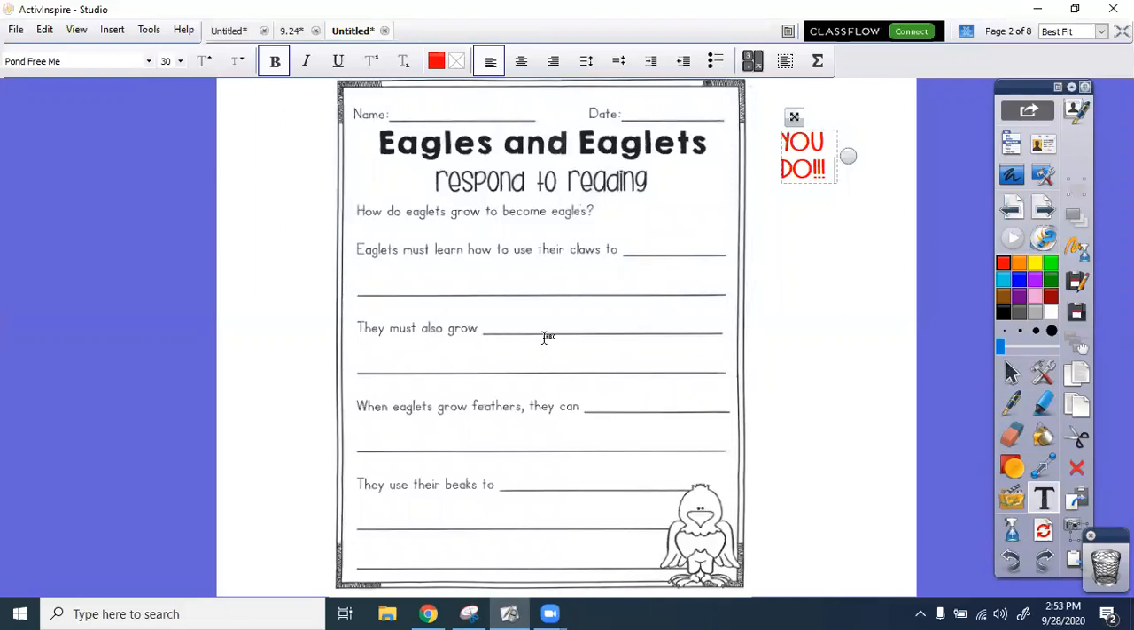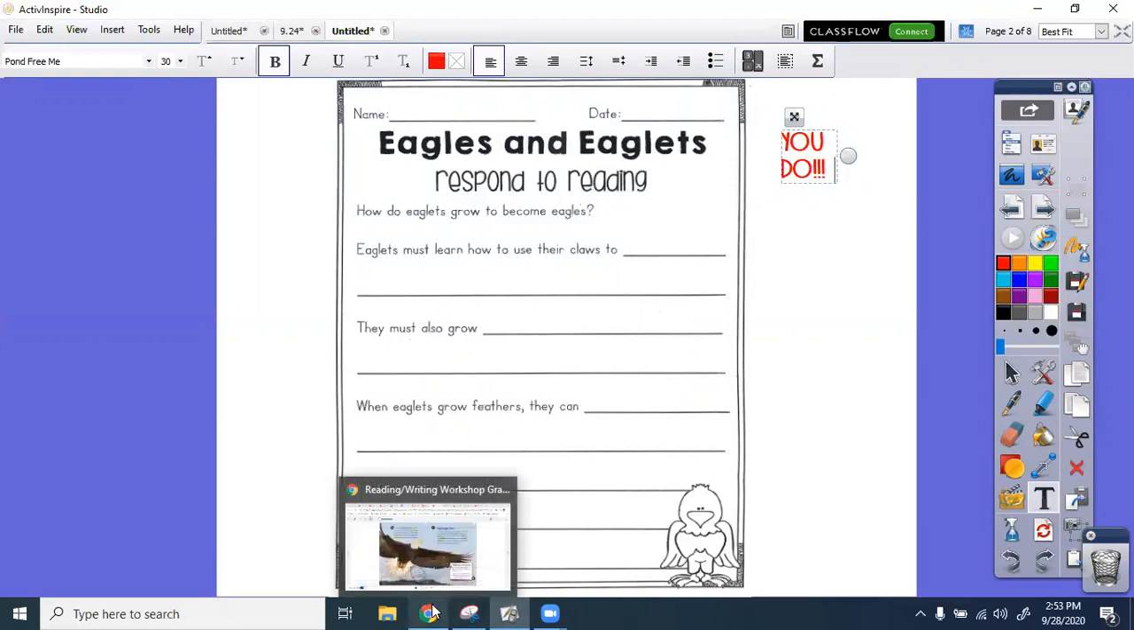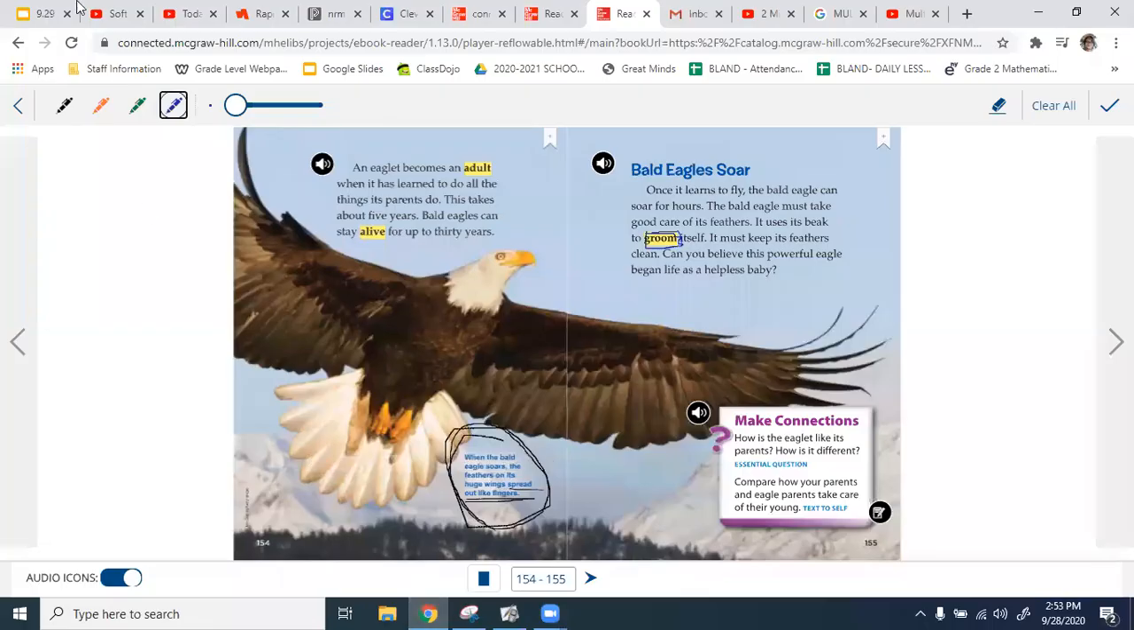So this is a good chance to really think about what the story told you about the eagle. Good luck and do your best. You may pause here to do it, or you may continue and finish it on the end. The choice is yours.